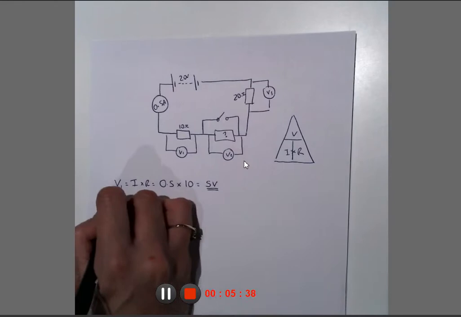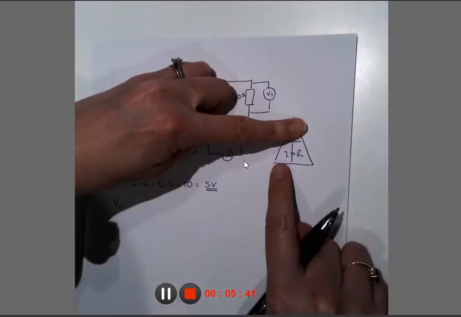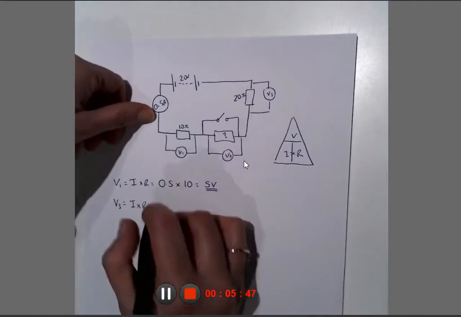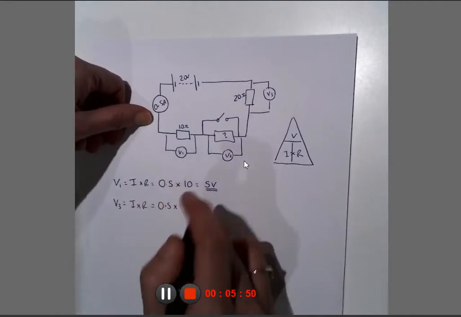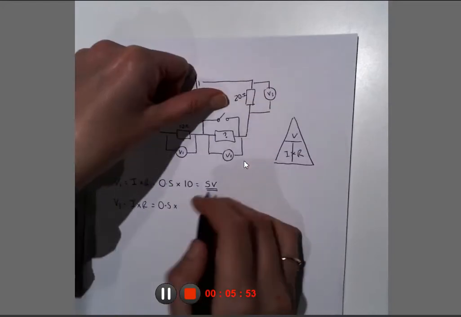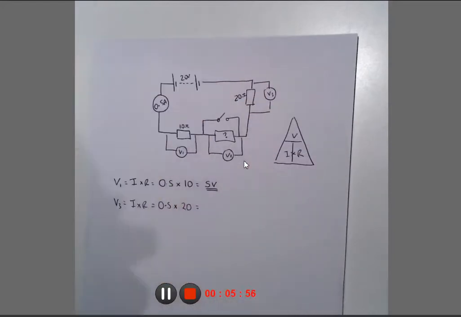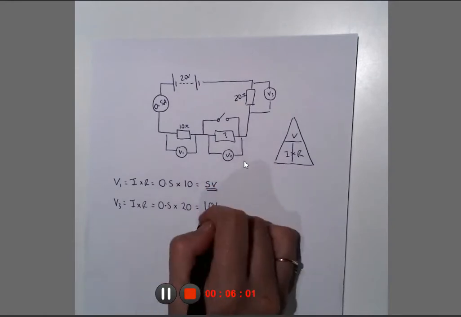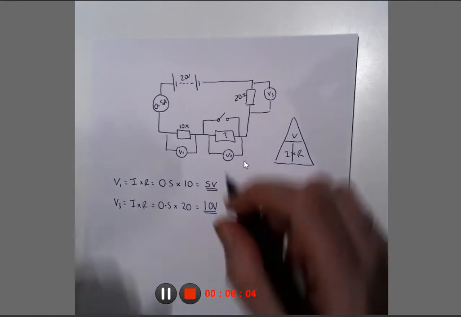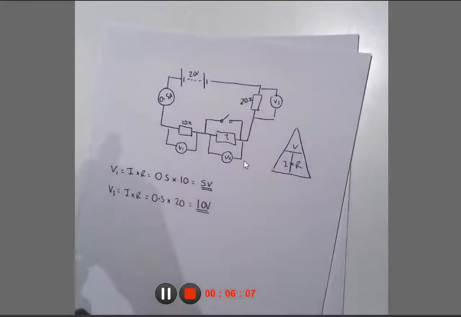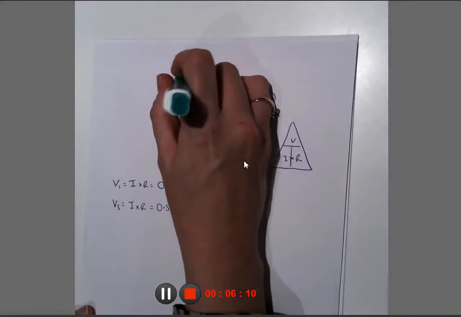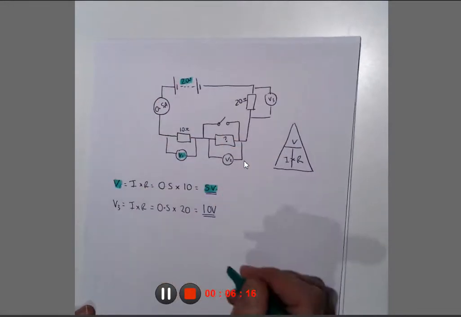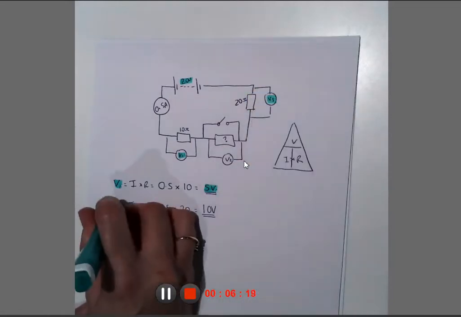I'm going to look at V3 next. Again, voltage is I times R. So my current is still 0.5, it's a series circuit, the current is the same everywhere. My resistance this time is 20. So 0.5 times 20 is 10 volts. Now, I know my total voltage is 20 volts. I know this one, V1, is getting 5. And I know this one, V3, is getting 10.